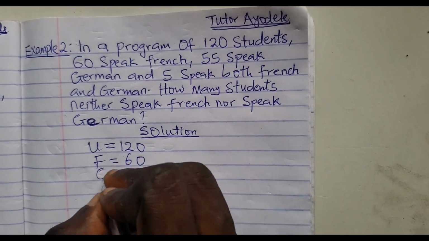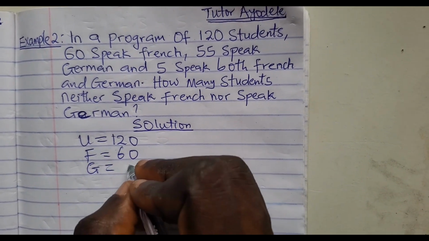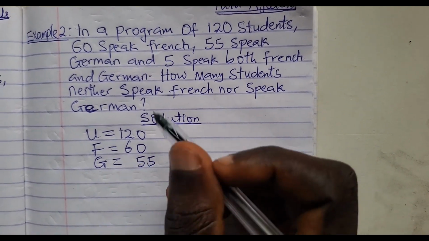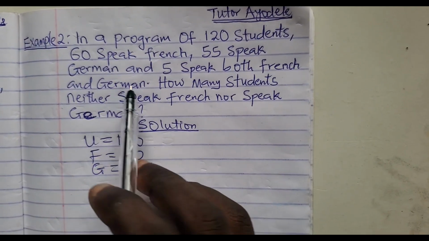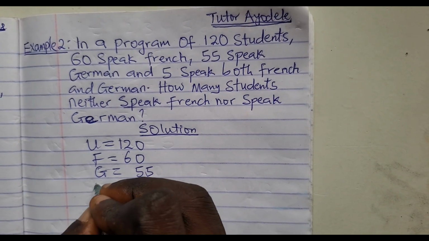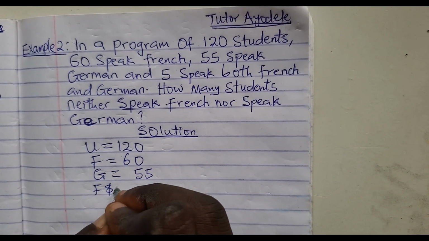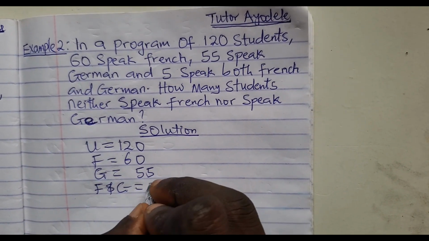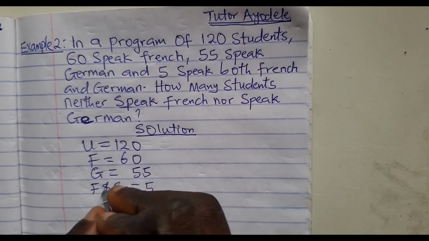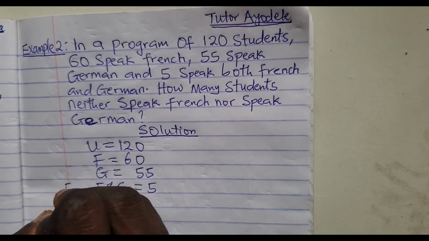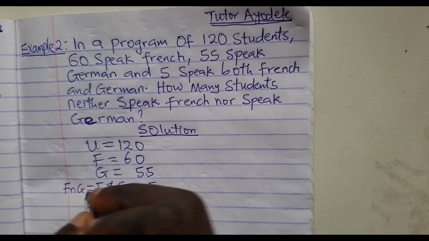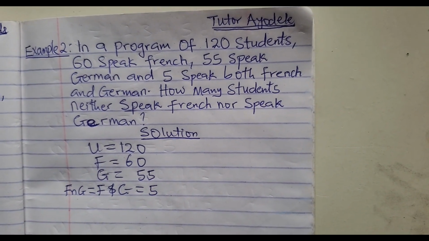And 55 speak German. So for German, let's represent it as G. We have what? 55. 5 speak both French and German. That is, for French and German, we have it to be what? To be 5. Another way to write it is we can also write it as the French intersect German. I will show you later.